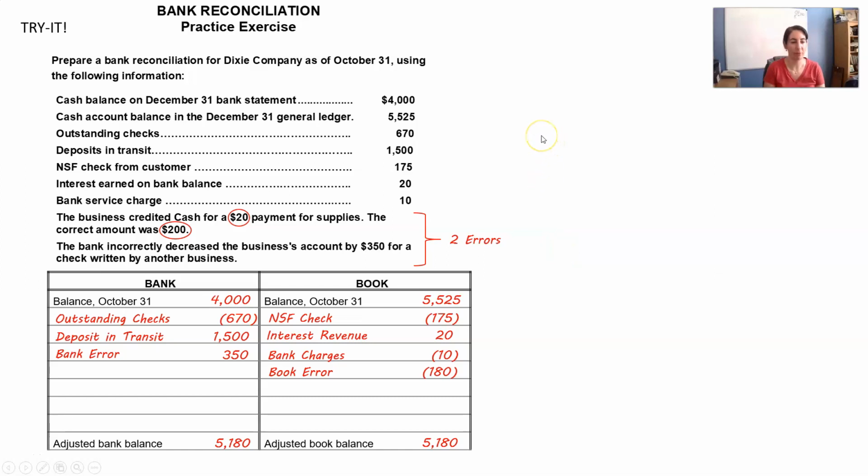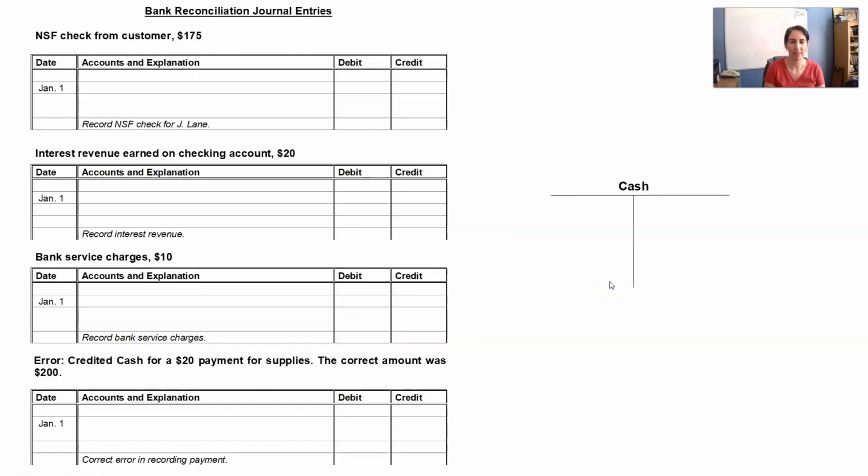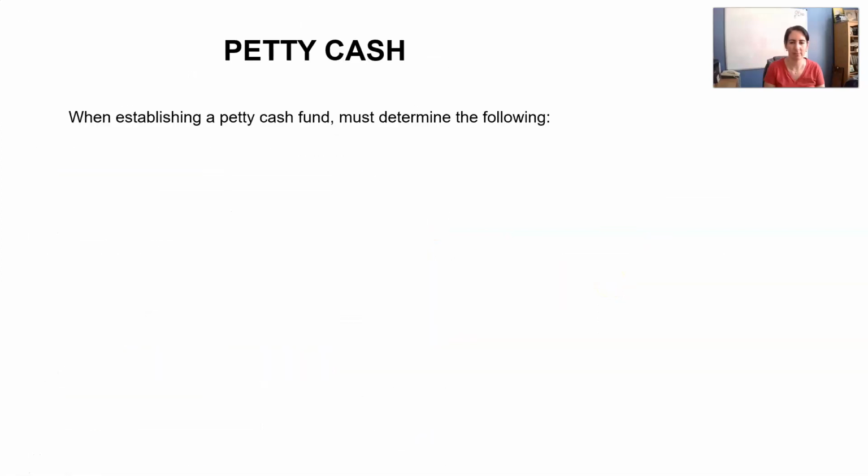Here we go, 7.4. Here's the solution to the last problem, and here are the journal entries. Oops, too far.